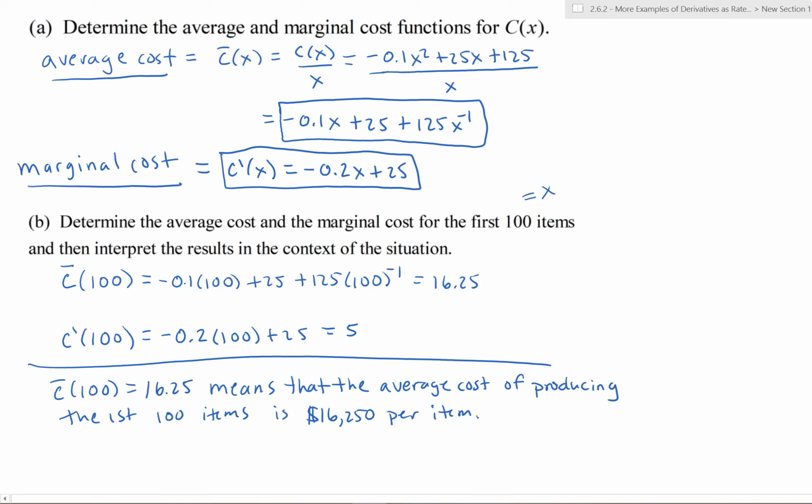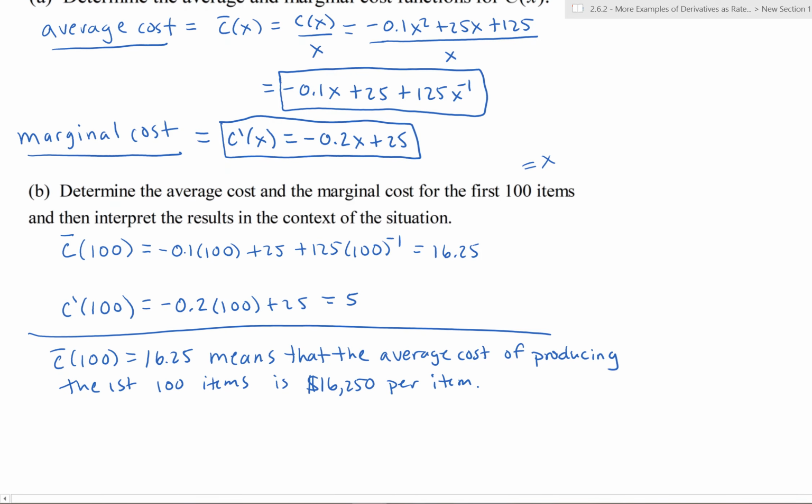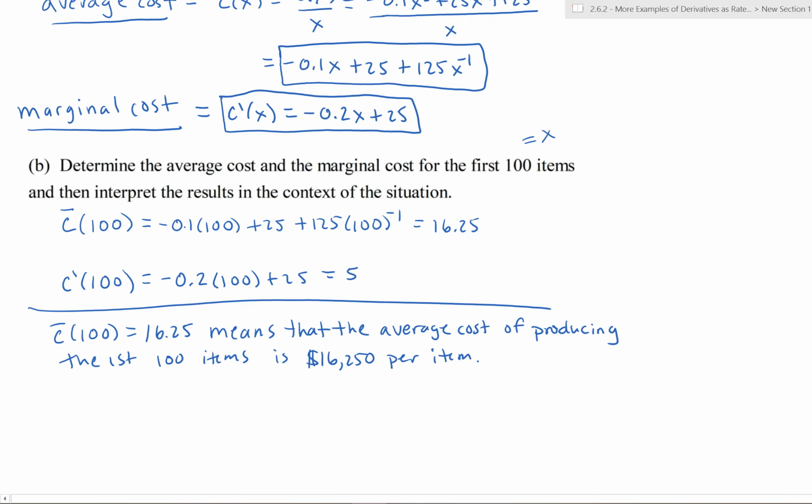Right? So I don't know what they're making. I don't know if they're making cars. I don't know if they're making elevators. I have no clue. But that's what it is. That's what it means, right? On average cost.